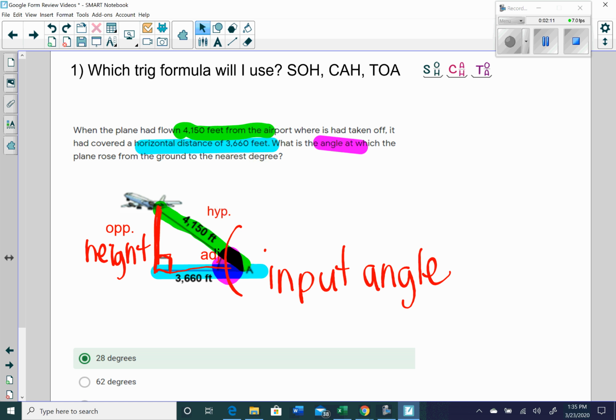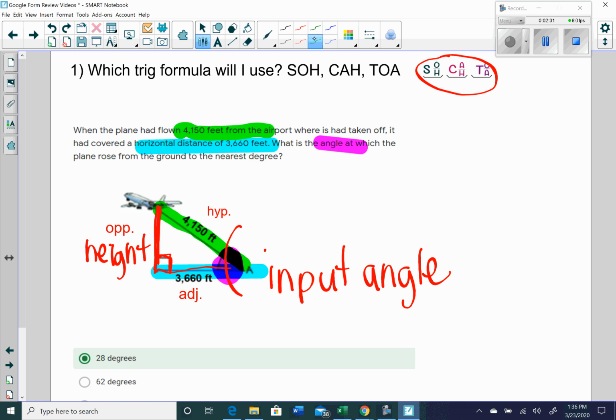Go back to that input angle and go next to it, and you'll see the distance along the horizontal ground that the plane has traveled so far, 3,660 feet. So I'm going to determine which formula is best to use, SOH, CAH, or TOA, from my labels.